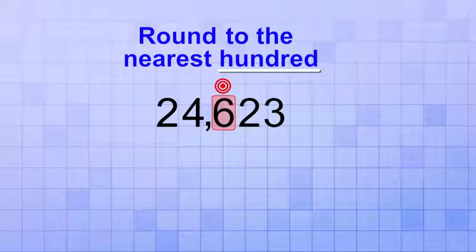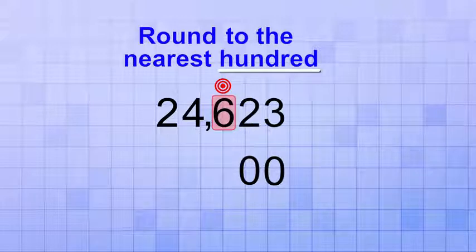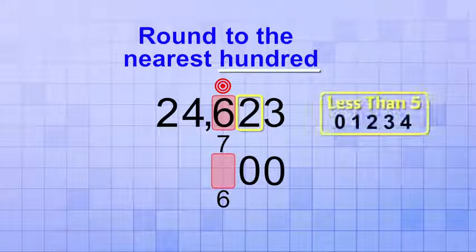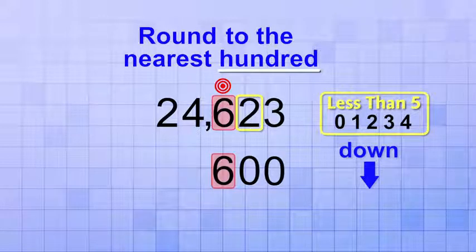And we know that any digits to the right of the target will be replaced with zeros in our rounded version. Next, let's decide what to do with the target digit. We either keep it the same or we increase it by 1. To decide, we look at the value of the next digit to the right. Since that digit is only a 2, which is less than 5, we round down, which means that we'll keep the target digit the same in the rounded number.